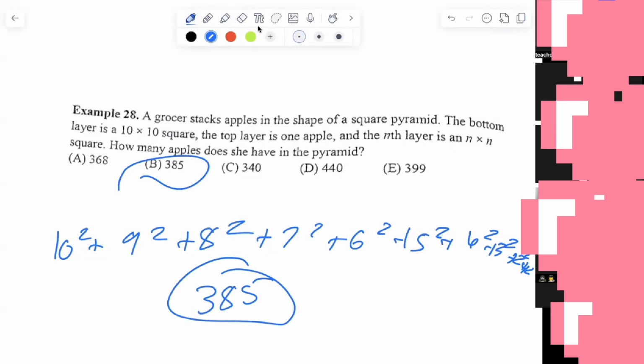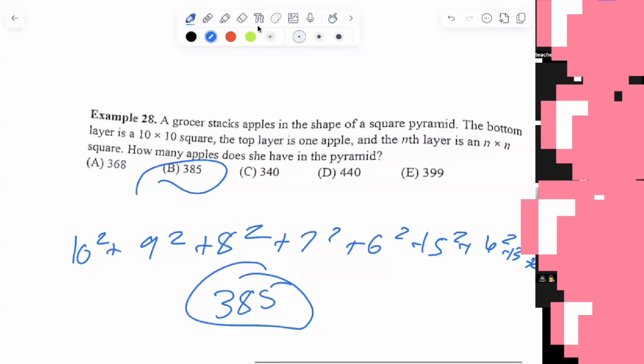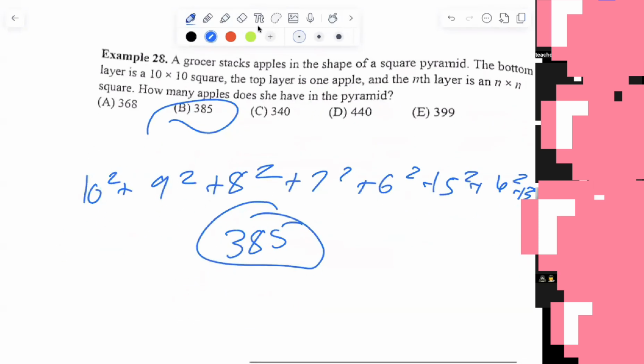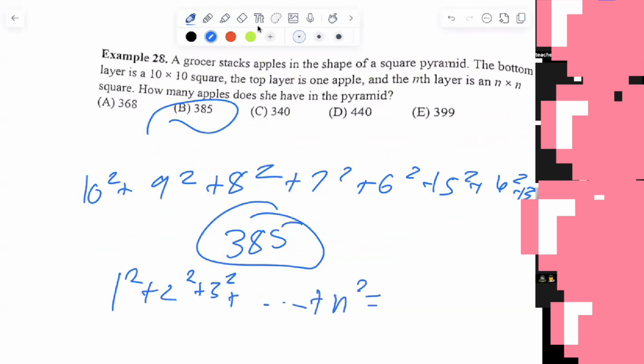It's because of the pattern. The nth layer is n by n, and there's 10 layers in total. So basically, another formula is the sum of squares is equal to n times n plus 1 times 2n plus 1 divided by 6. That's the formula for the sum of squares. This is a quick note.